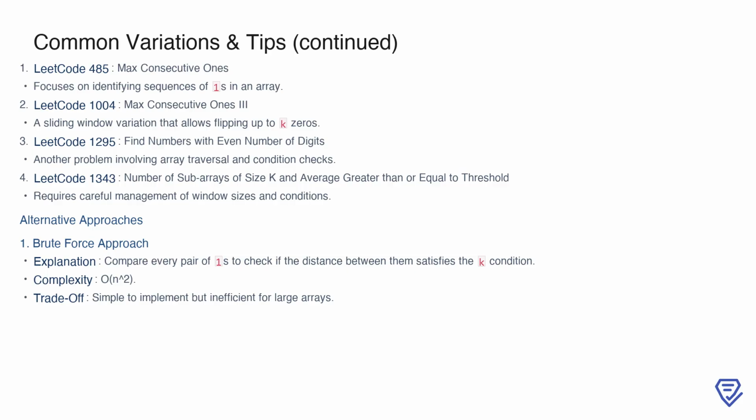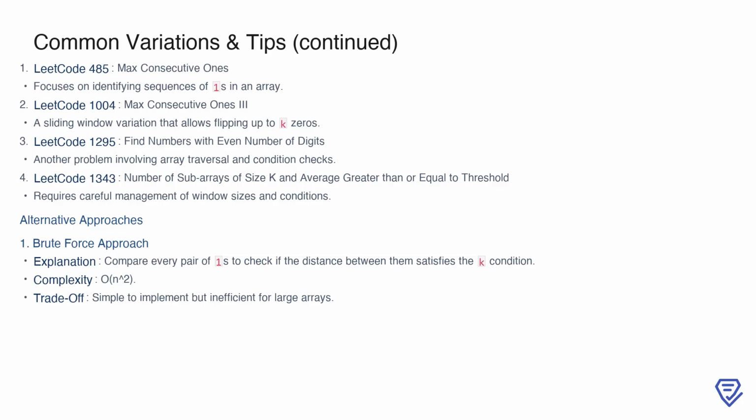Another related problem is LeetCode 1295, Find Numbers with Even Number of Digits, which involves traversing an array while performing condition-based checks. Lastly, LeetCode 1343, Number of Subarrays of Size K and Average Greater than or Equal to Threshold, requires careful handling of window sizes and conditions, offering another perspective on array traversal. Exploring these problems will deepen your understanding of array-based techniques and broaden your problem-solving toolkit.